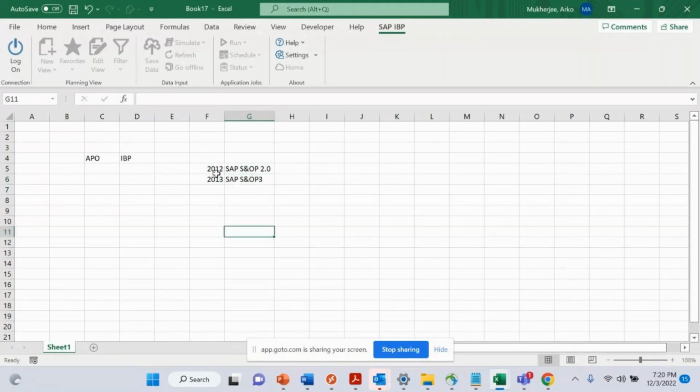SNOP version 3. Then in 2014, SNOP version 4, 15, 16, and then the present we are standing in 2022, and the new feature that is released in 2022 is 2211. So in all the versions you will look at, the SAP naming convention is that 2211 means 22, the first two, indicate the year in which they are releasing the system, and the last two indicate the month in which they have released.